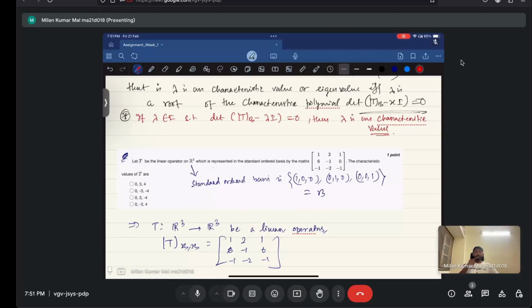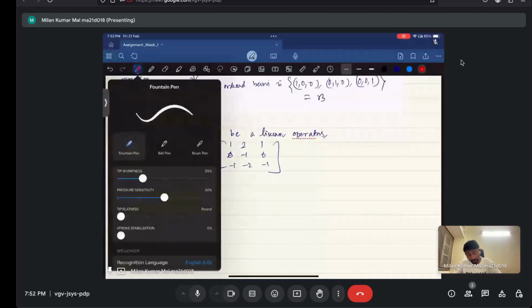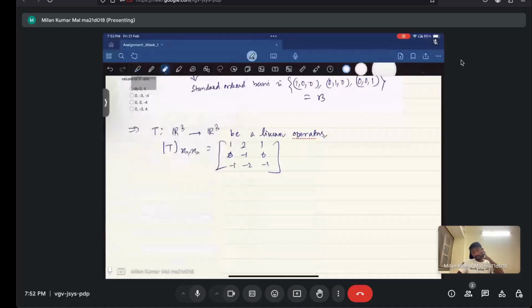So what is happening here? Let's take T as a linear operator from a finite dimensional vector space V to V. T has a linear matrix representation. With respect to any ordered basis, consider the determinant of T_B minus lambda equal to 0. That will be an n degree polynomial, called the characteristic polynomial. So the roots of that characteristic polynomial are the eigenvalues of the linear operator. Similarly, if lambda is an eigenvalue, then it should satisfy this condition. So in this question, this T_B is a linear operator given this way, and it is asked to find the characteristic values of T.